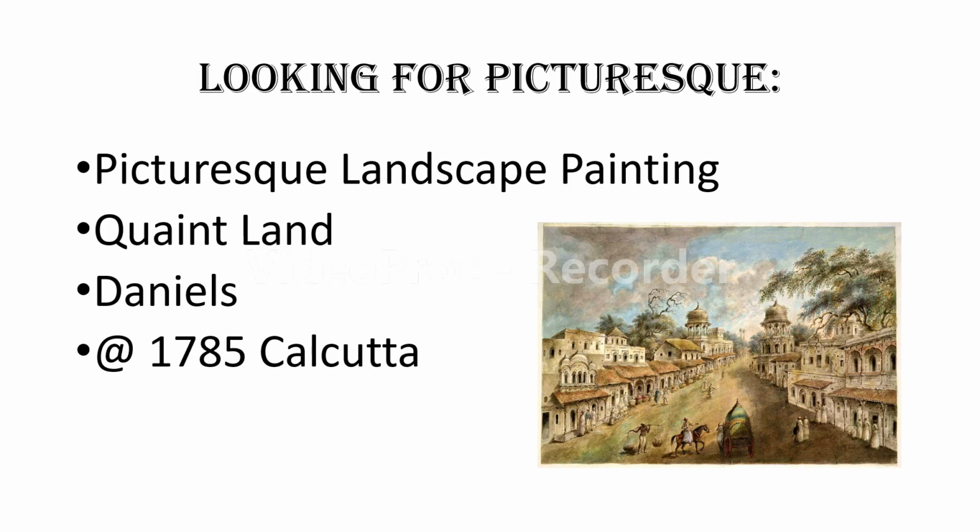Looking for the picturesque. One popular imperial tradition was picturesque landscape painting. This style depicted India as a quaint land. Its landscape looks rugged, wild, seemingly untamed by human hands. Thomas Daniell and his nephew William Daniell were famous in this tradition. They came to India in 1785 and stayed for 7 years, journeying from Calcutta to northern and southern India.